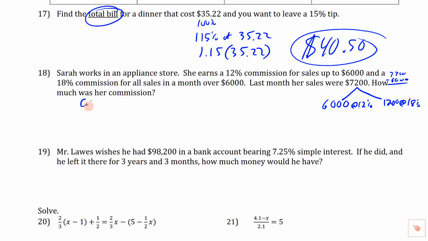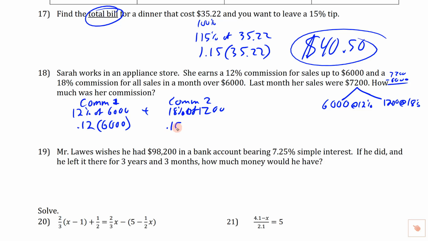So I'm going to call this commission number 1, and I'm going to call this commission number 2. Commission number 1 is 12% of 6,000, and commission number 2 is 18% of 1,200. So 0.12 times, the "of" means times, multiplied by 6,000. And 18%, that's 0.18 times 1,200.